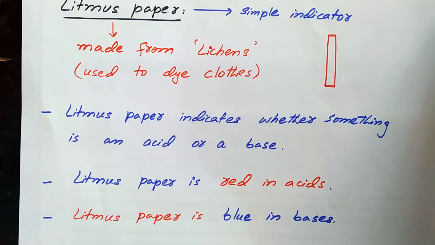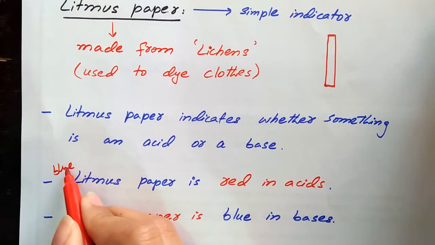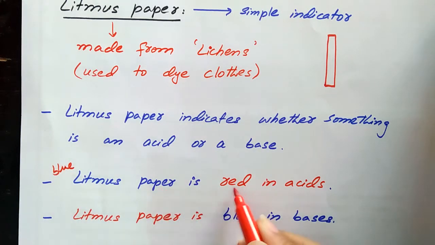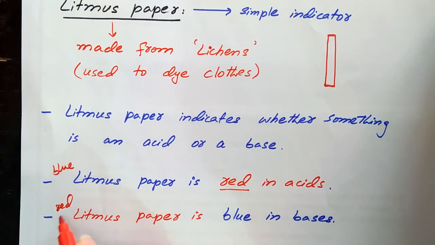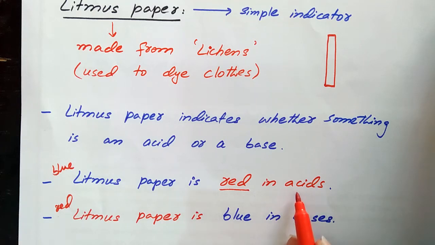When the blue litmus paper changes into red color, it means that it is an acid. And when we dip red litmus paper in some solution and it turns blue in color, it shows that it is a base. So basically, acids turn blue litmus paper red and bases turn red litmus paper blue.